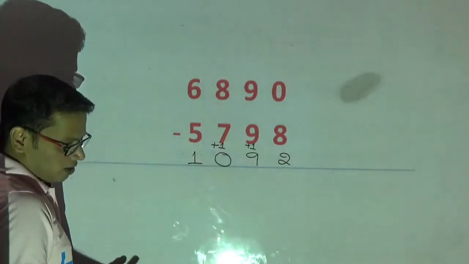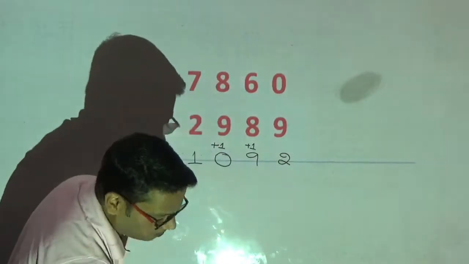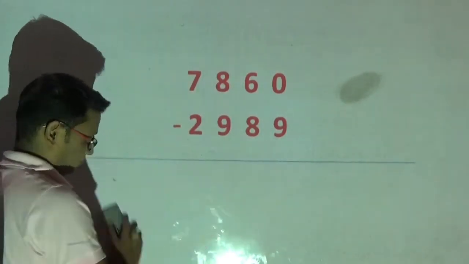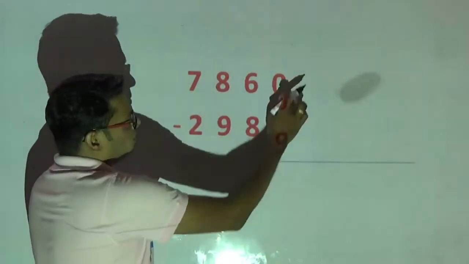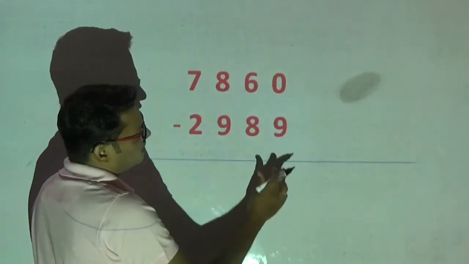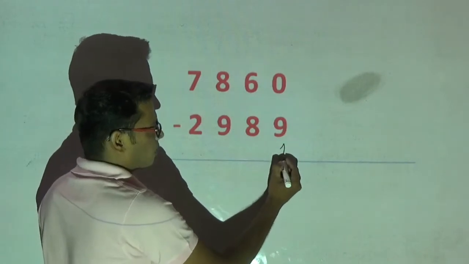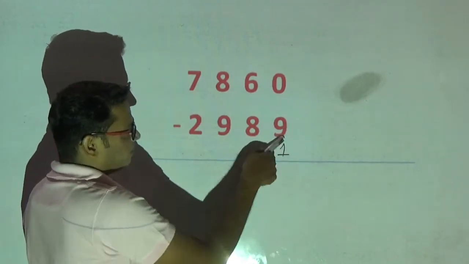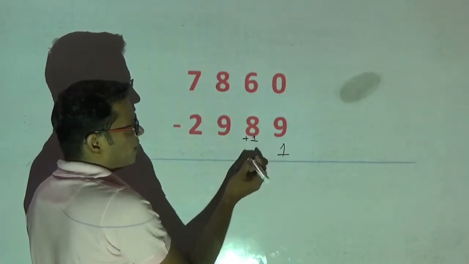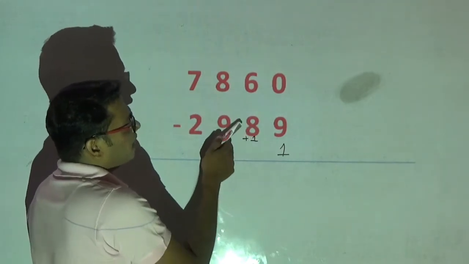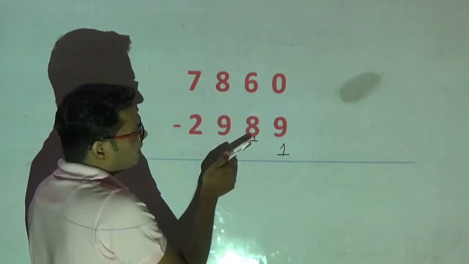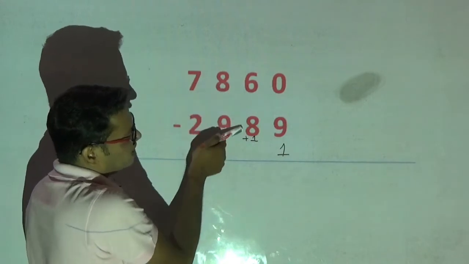So, we'll go for the next problem. You will understand better. Now, 0 minus 9, is it possible? No. Therefore, subtract this number from 10. 10 minus 9 is 1. 1 plus 0 is 1. From which number did I subtract? From 10, right? Therefore, I will increase this number by 1. This is 9. Why am I subtracting from 10? Above is 6. 6 minus 9 possible? No.